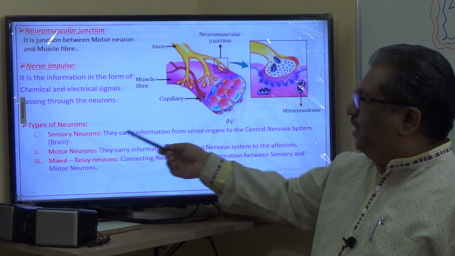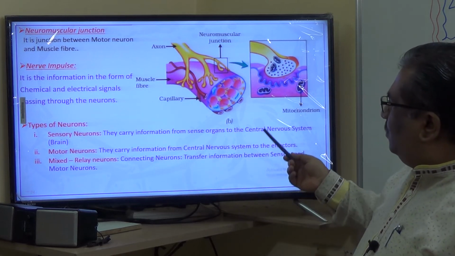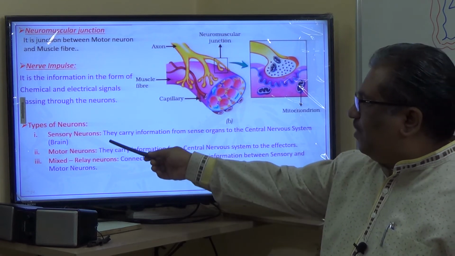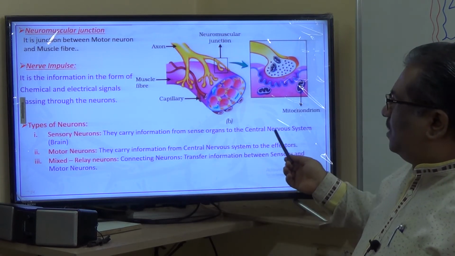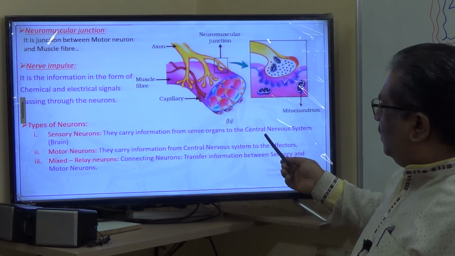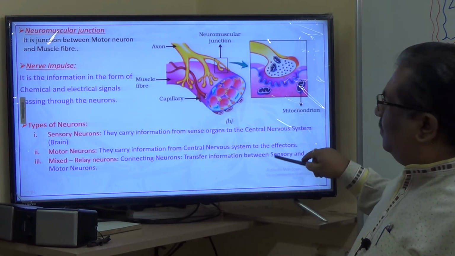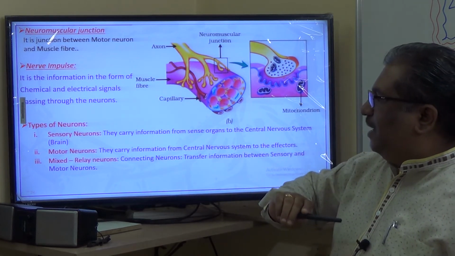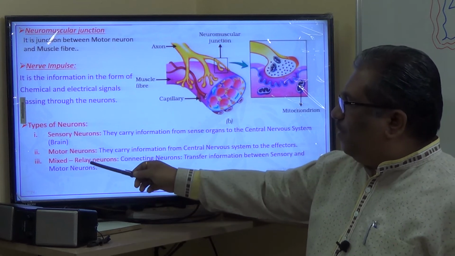Sensory neurons carry information from sense organs to the central nervous system. By sensory neurons, the information is carried from sense organs to the central nervous system, and from the central nervous system to the effectors, the information is carried by motor neurons. What are mixed relays?